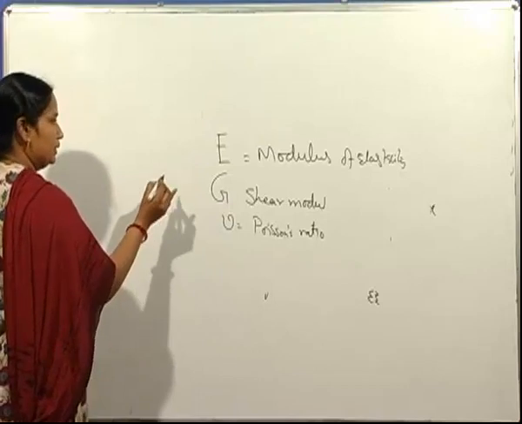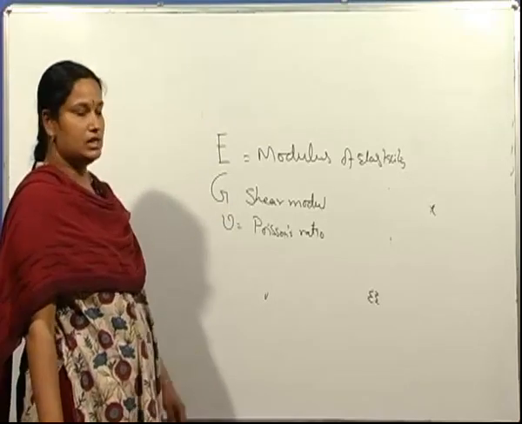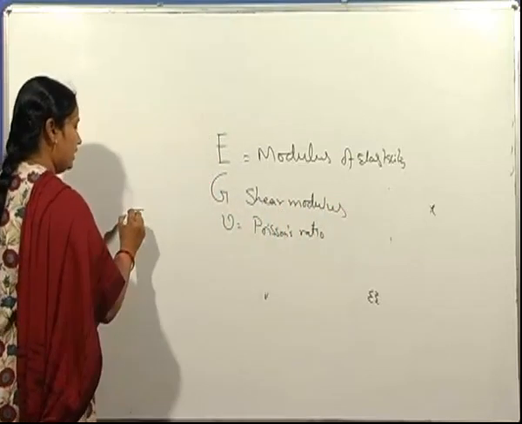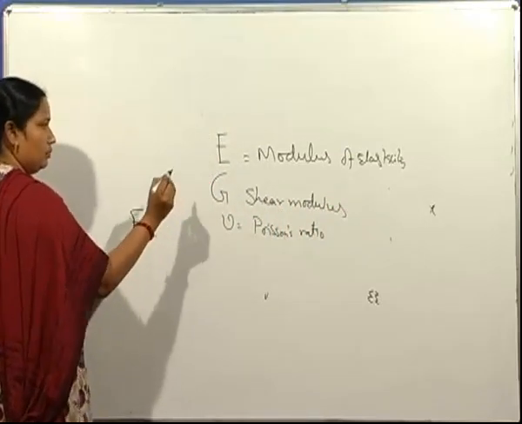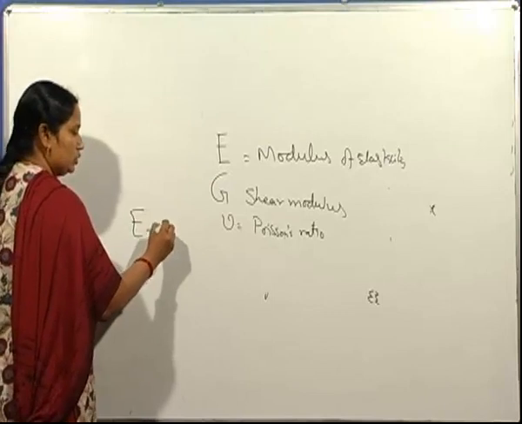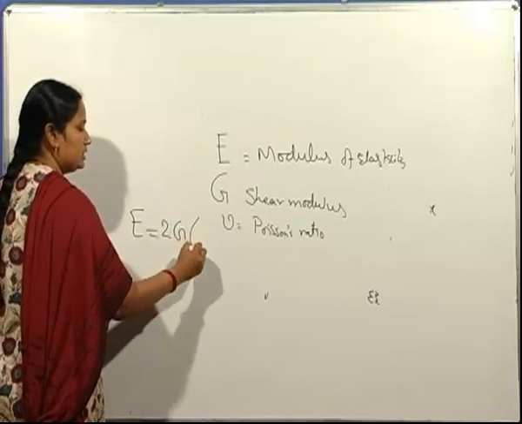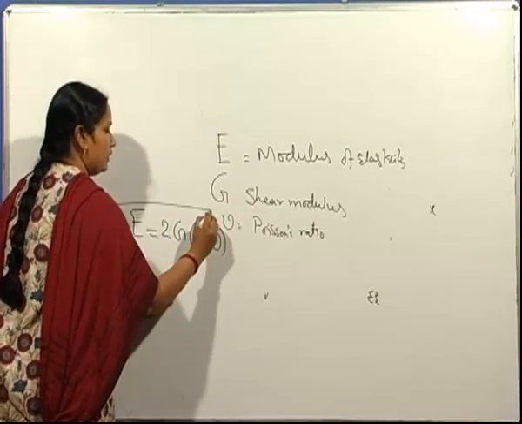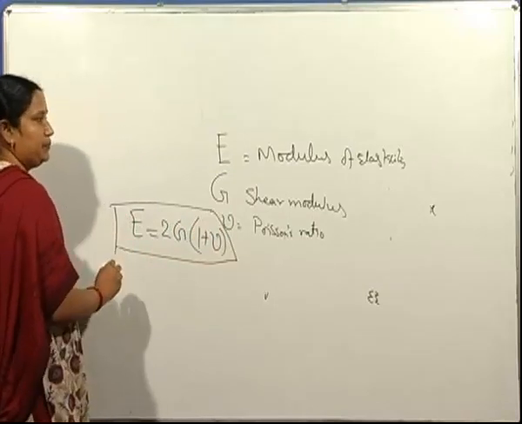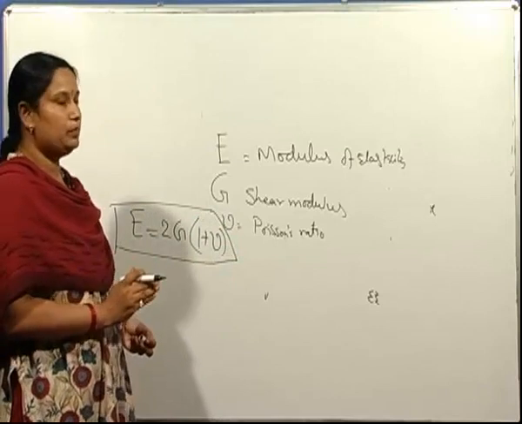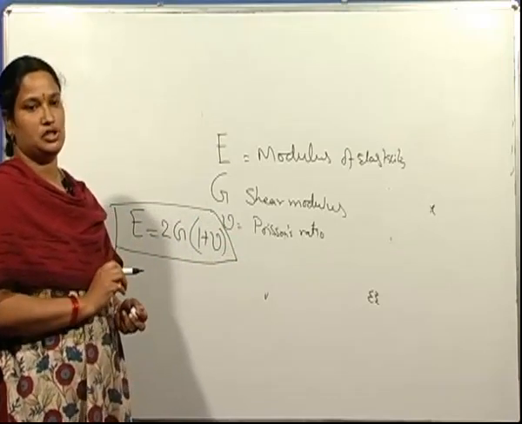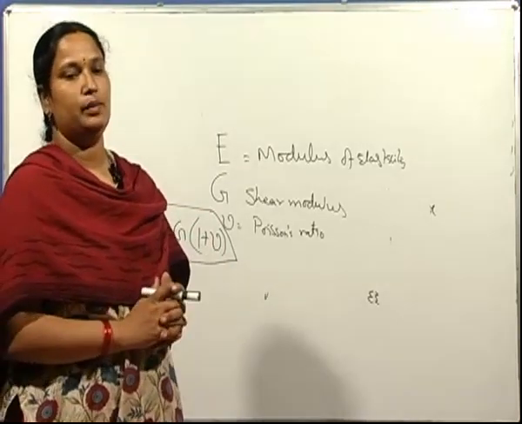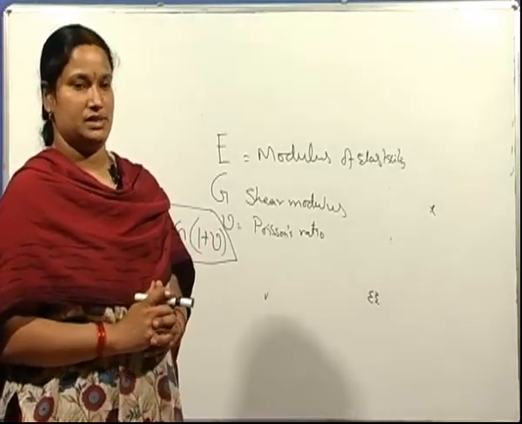So the relationship between the modulus of elasticity, shear modulus, and Poisson's ratio is given by modulus of elasticity E is equal to 2 times the shear modulus into 1 plus Poisson's ratio. So this is one relation which relates modulus of elasticity, shear modulus and Poisson's ratio. With this, I wind up the tension test and move on to the compression test.